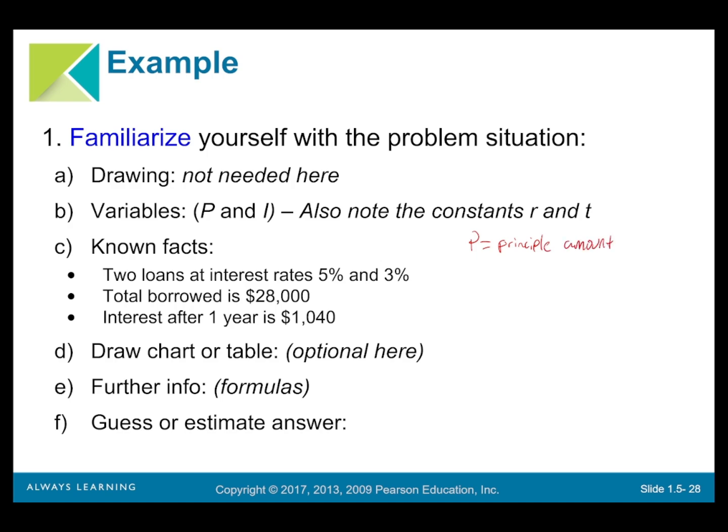And I'm going to say it's the principal amount for the 5% loan. Because really we need to know that, and then we can figure out what the principal amount for the 3% loan is, because we know that they total $28,000. So P is the principal amount for the 5% loan. I is going to represent interest.